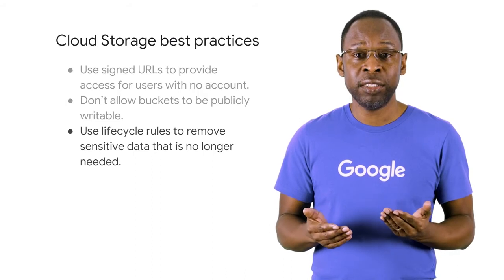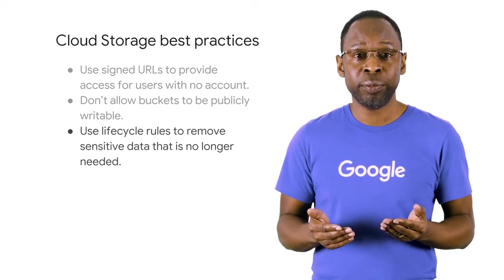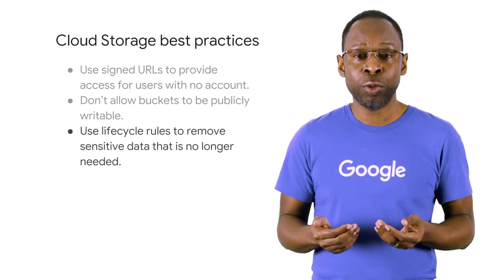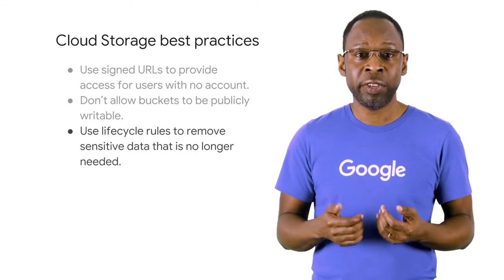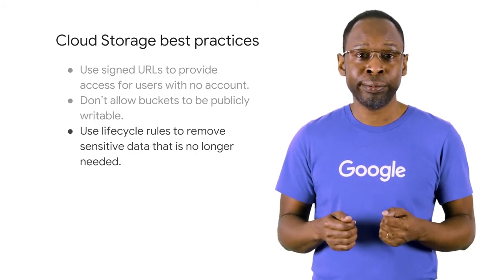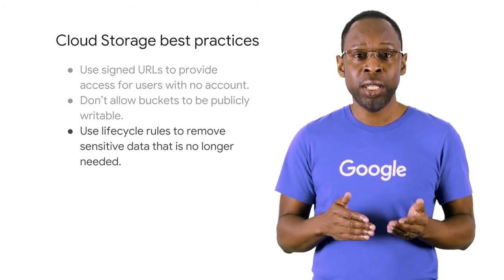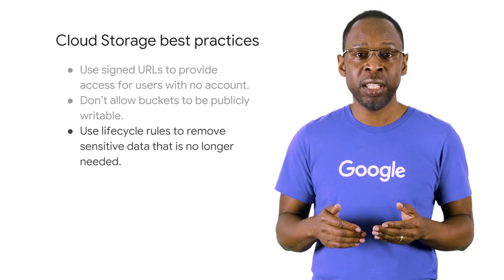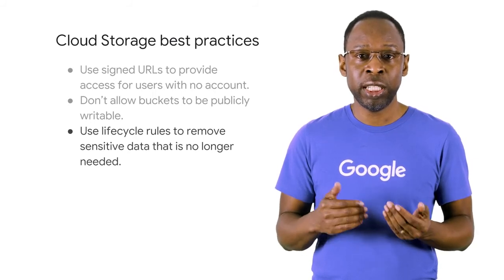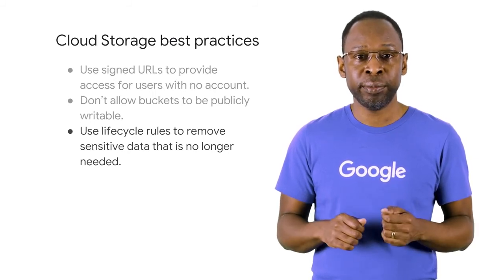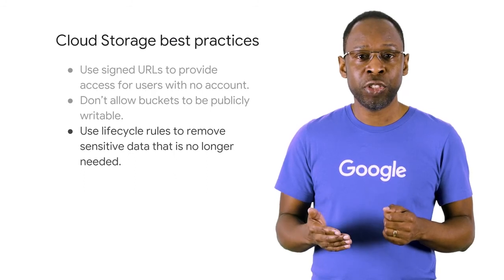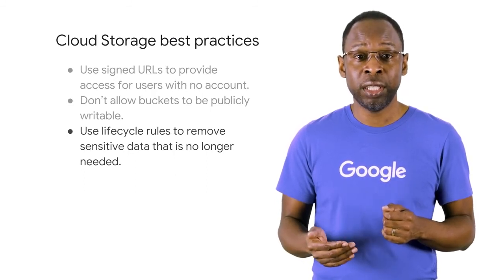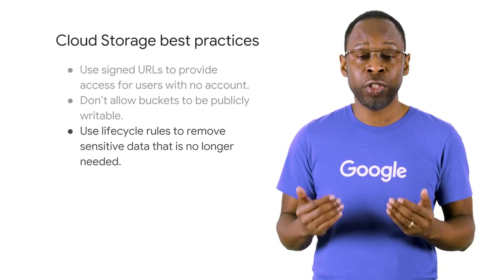You can assign lifecycle management rules to a bucket. When an object meets the criteria of one of the rules, cloud storage automatically performs a specific action on the object. For example, downgrade the storage class of objects older than 365 days to Coldline storage or delete objects older than 3 years. Leverage this capability to remove sensitive data once it is no longer needed. This can help reduce the scope of your security management.